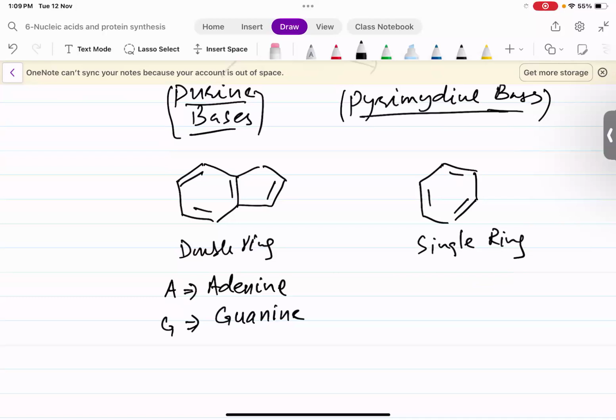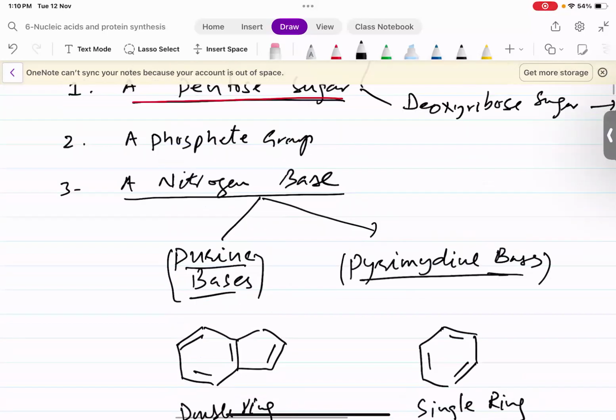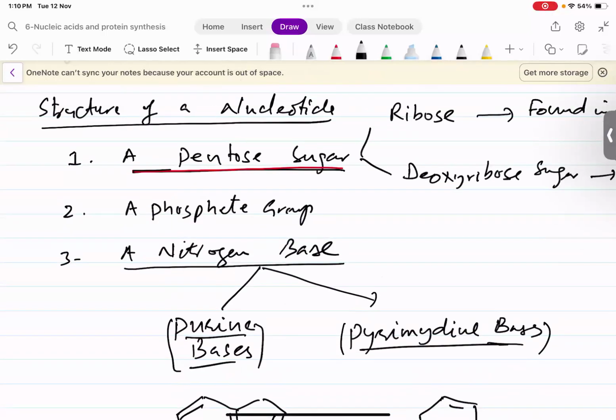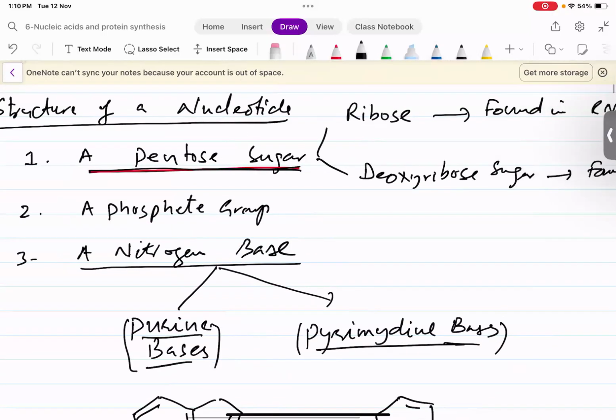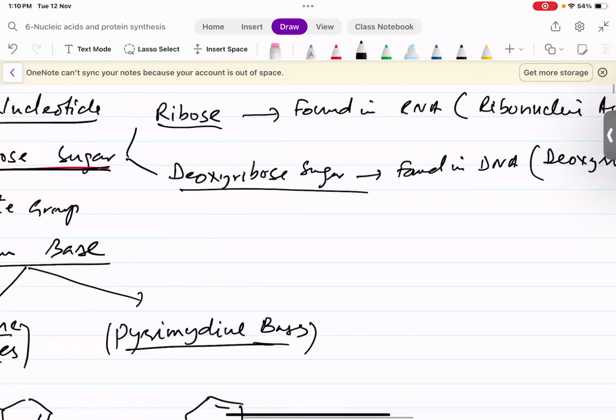It is represented with C, which is cytosine, and it is T, which is thymine, and it is U, which is uracil. So any one of these five will be present in a nucleotide. And out of these two sugars, any one of them will be found, either ribose in RNA or deoxyribose in DNA.